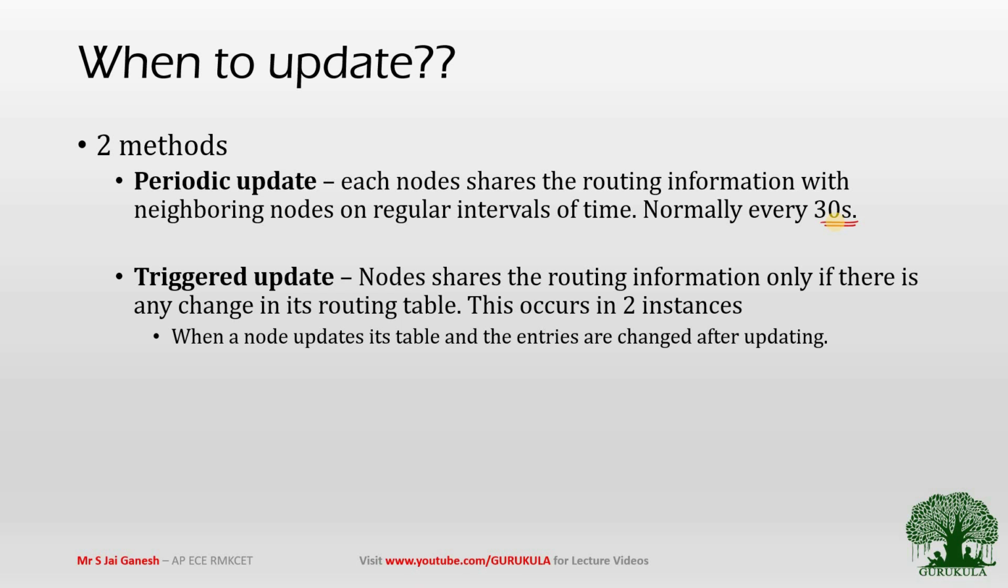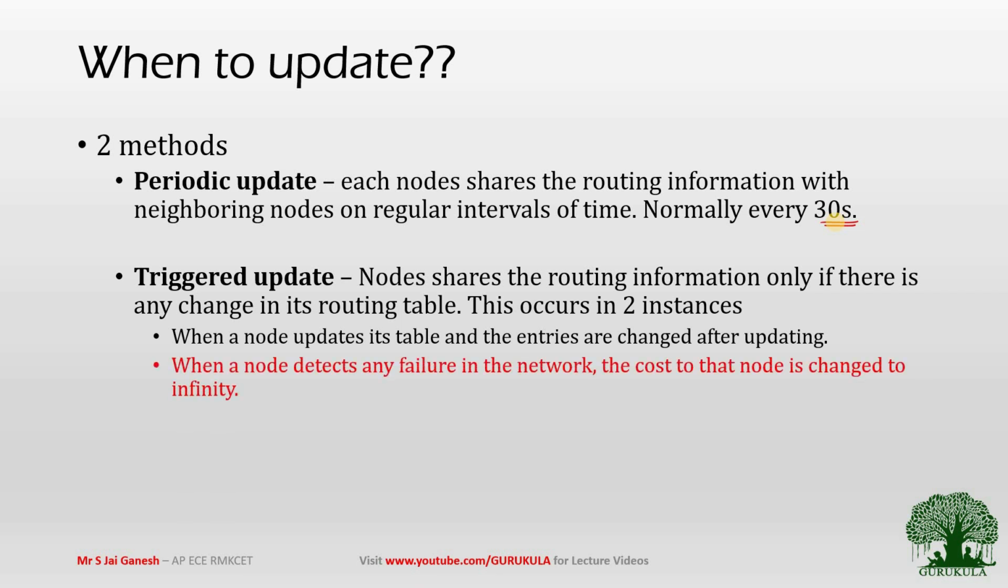In our previous slide, we discussed what happens when C is sending its information to A. Based on C's information, A has updated its own entry, so the entry for the last row has been changed. In this case, A will be sharing its routing table with the remaining nodes in the network.